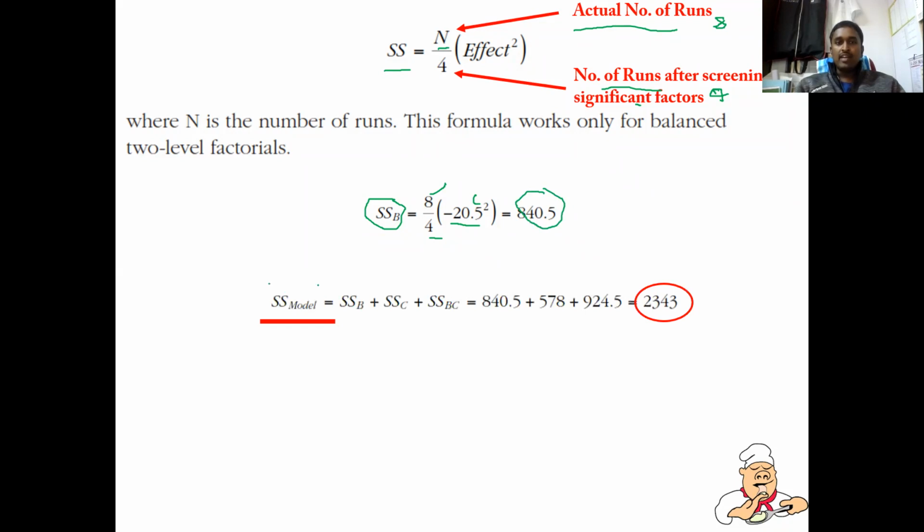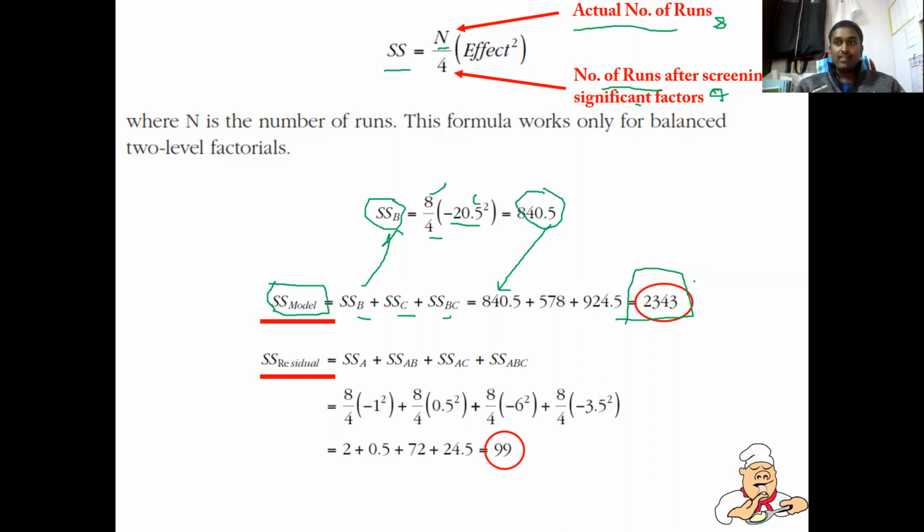Similarly, if you want to calculate the sum of squares for the model, the model consists of the significant terms B, C, BC. They have also calculated these the same way we calculated here. They also calculated for C and BC, and overall for the model they got 2343 as the value. And residuals, what is left remaining, is called residuals. What is left remaining out of 7? A, AB, AC, and ABC. So similarly, they have applied the sum of squares with the same formula for all these terms.